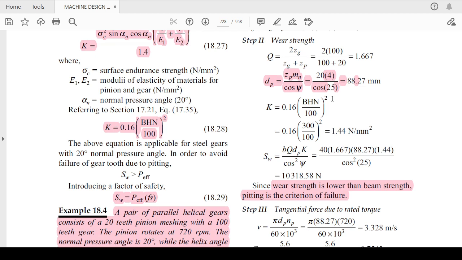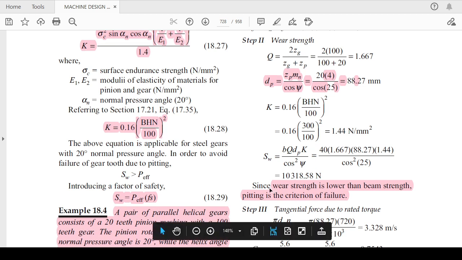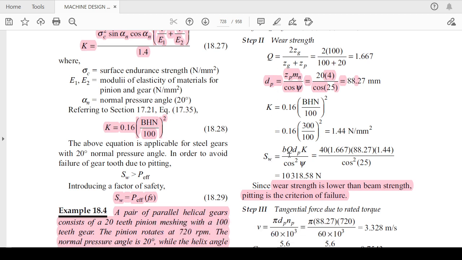Why are you calculating the wear strength as well? Because whichever is lower, wear strength or beam strength, that will be the criterion for the failure. Okay, so the wear strength is b Q dp K divided by cos square psi. B is the face width, it is given. Q you have to calculate, dp you have to calculate, and the value of K you have to calculate.